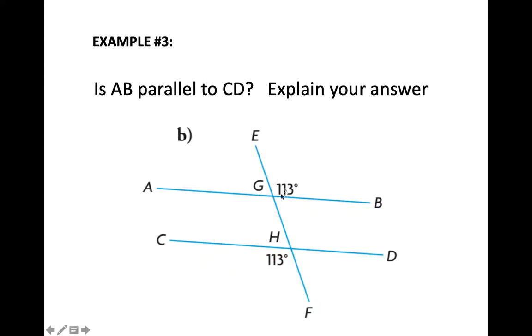Now this one takes a little bit of work. I've got an angle right here in the corner. Now I do know that the angle across from it, the vertically opposite angle, would be 113. And this one corresponds to this one. And since they're both 113, then I could say, yeah, my line AB is parallel to my line CD. And that one would have a couple of steps to it.